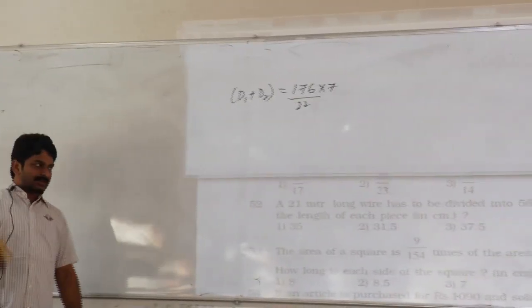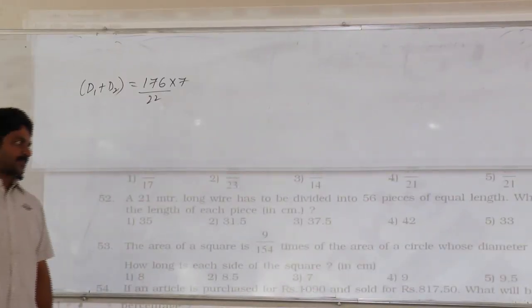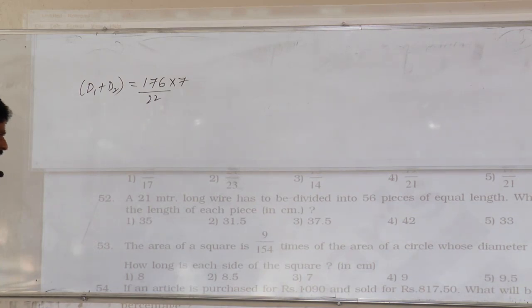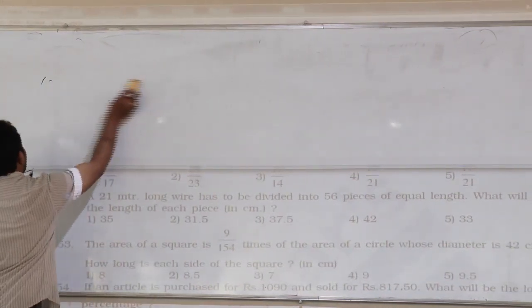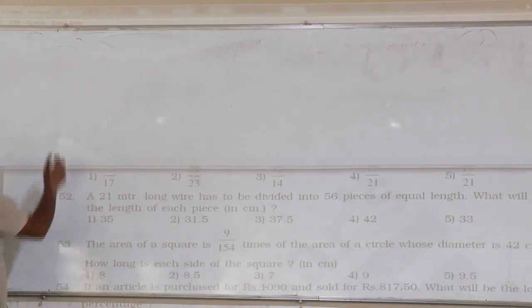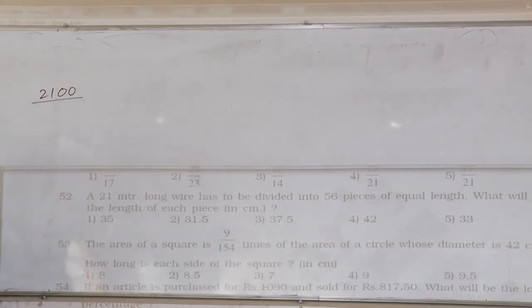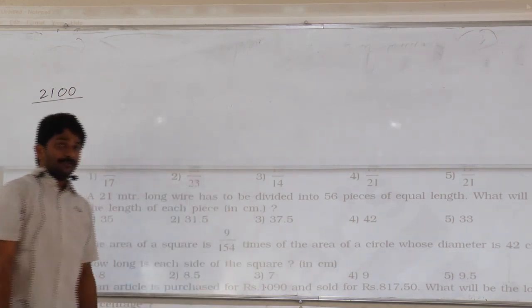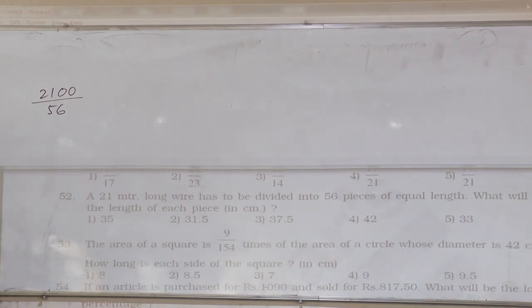A 21 meters long wire has to be divided into 56 pieces of equal length. What will be the length of each piece? 21 meters. Convert meters to centimeters, that becomes 2100. And this is to be divided into 56 pieces, so divided by 56. You are asked about the length of each piece. This is the length of each piece.